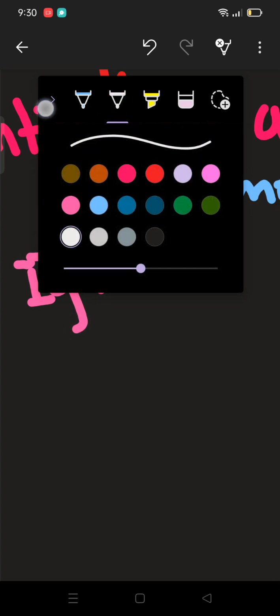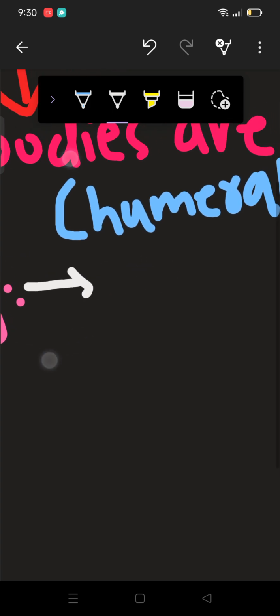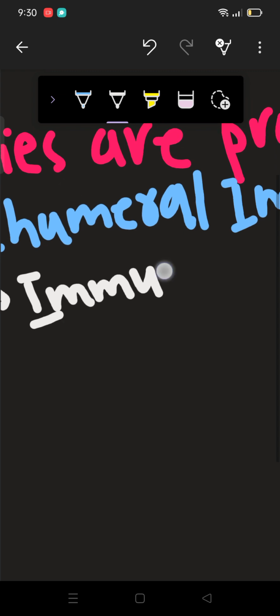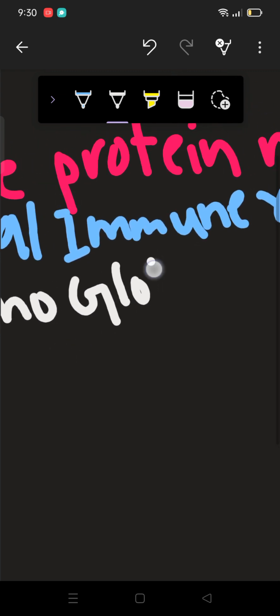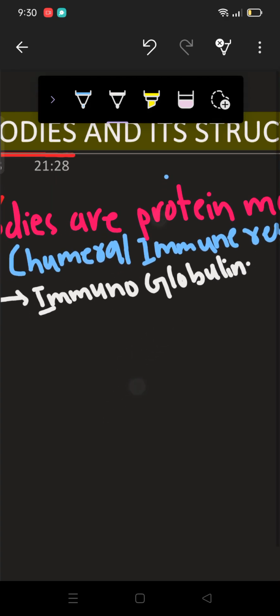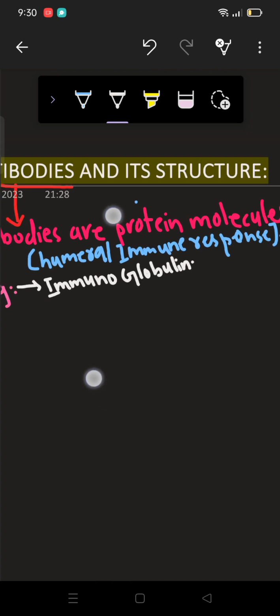Wait, let me tell you about the Ig. So here let me write Ig first. What is this Ig? This Ig means immunoglobulin, which can be abbreviated as Ig, as I've already written.